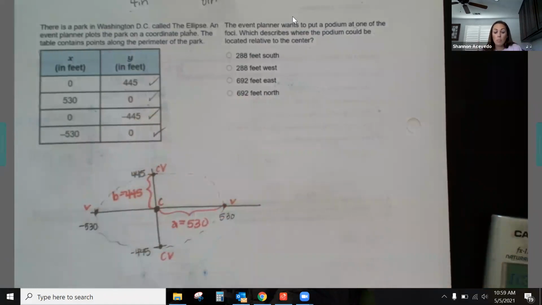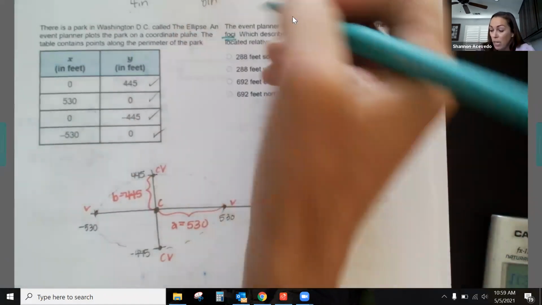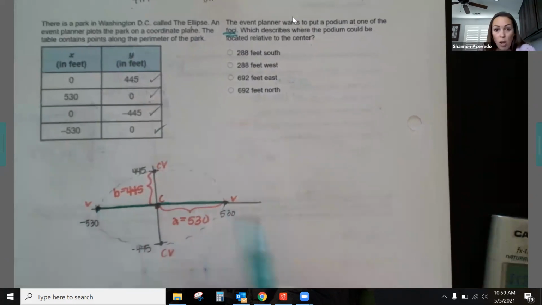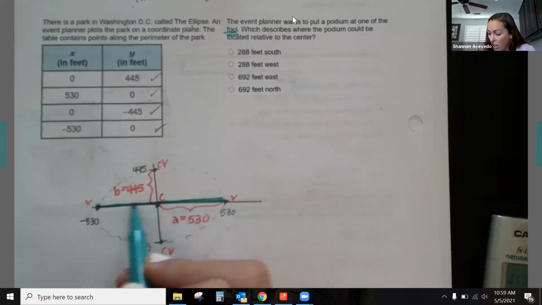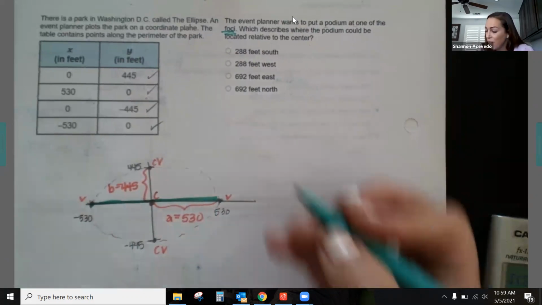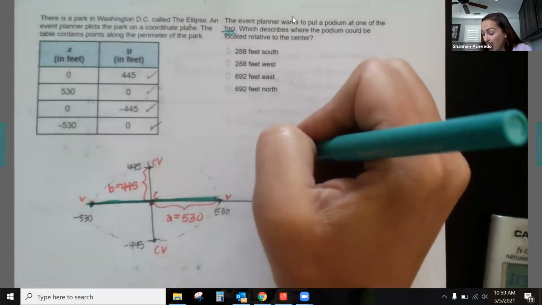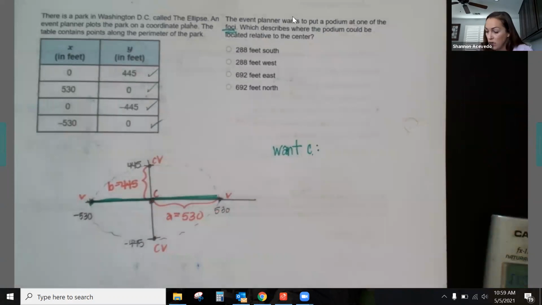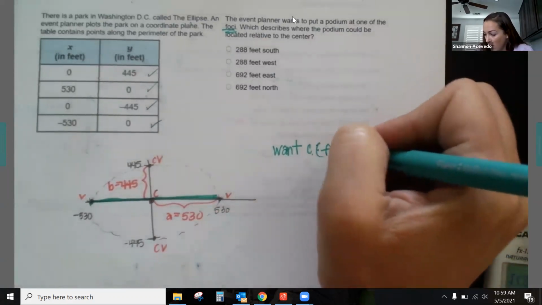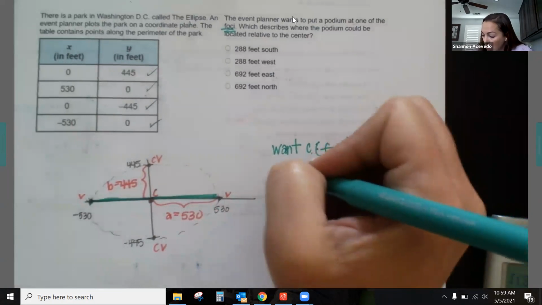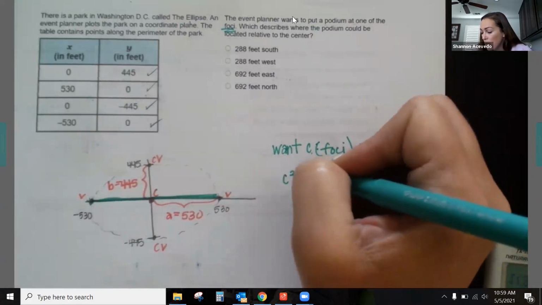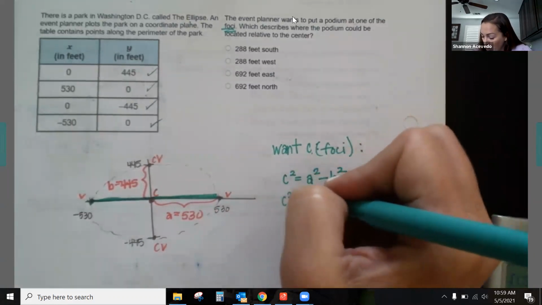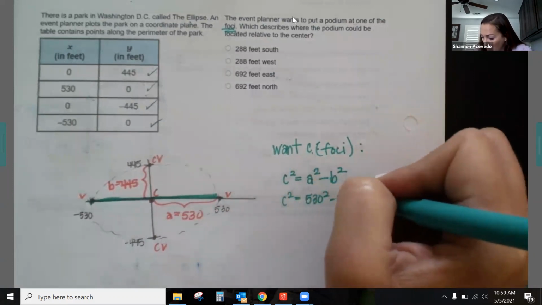Now, it's saying that the podium is going to be at my foci, and remember, it's always going to be on that major axis. So it's going to be somewhere on this green line. So I need to figure out, well, what is that C value? We need C because we want to figure out what our foci is. So this C is not the C labeled for center. It's the C for my foci. So remember, if it's an ellipse, C squared is equal to A squared minus B squared. So C squared is equal to 530 squared minus 445 squared.